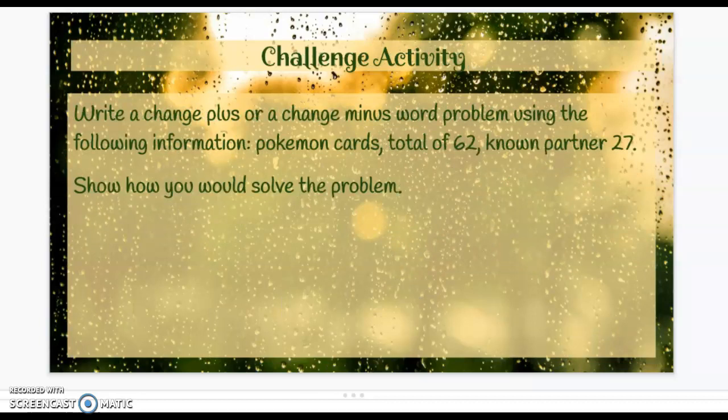Here's a challenge activity. You try writing your own problem. Write a change plus or change minus word problem using the following information: Pokemon cards, a total of 62, and a known partner of 27. Your problem can be change plus or change minus, remember. Show how you would solve the problem.